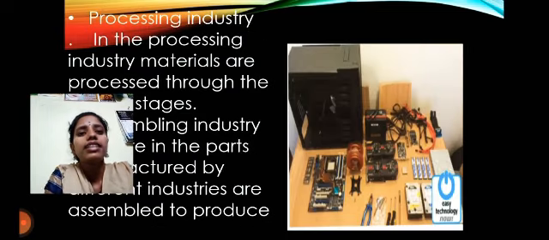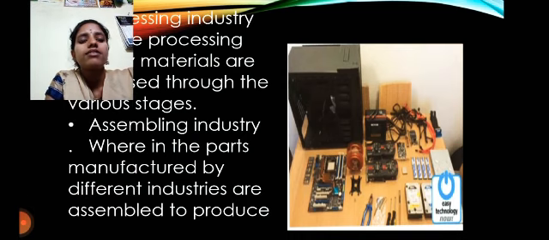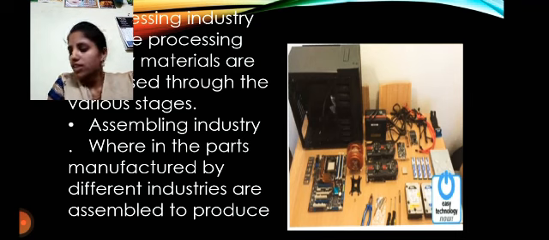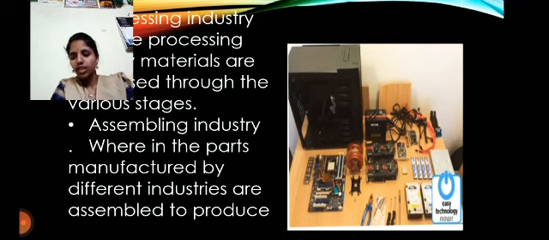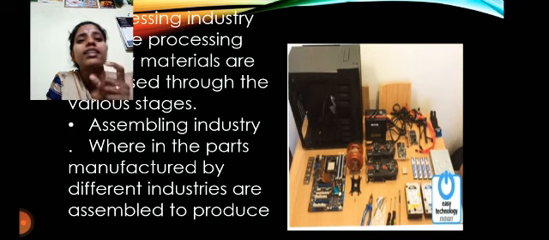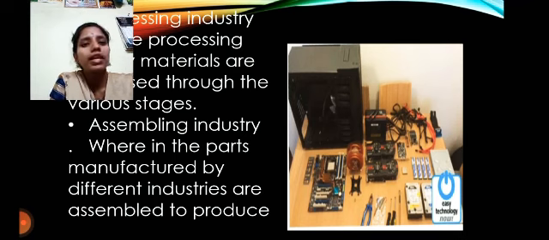And third one, processing industry. In the processing industry, the materials are processed through various stages. For example, let us take the textile industry. Here, the cotton passes through the weaving, dyeing, bleaching, and printing processes.